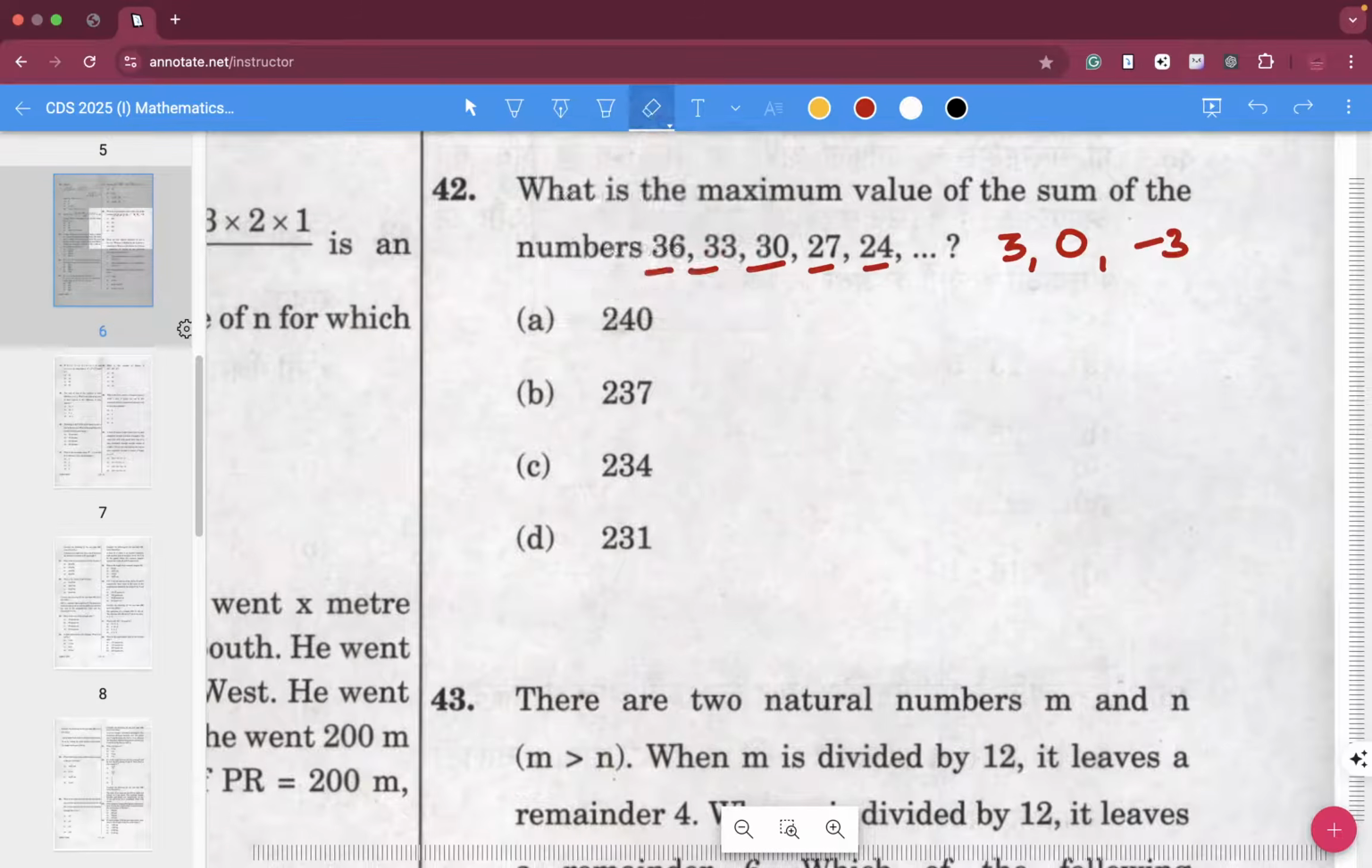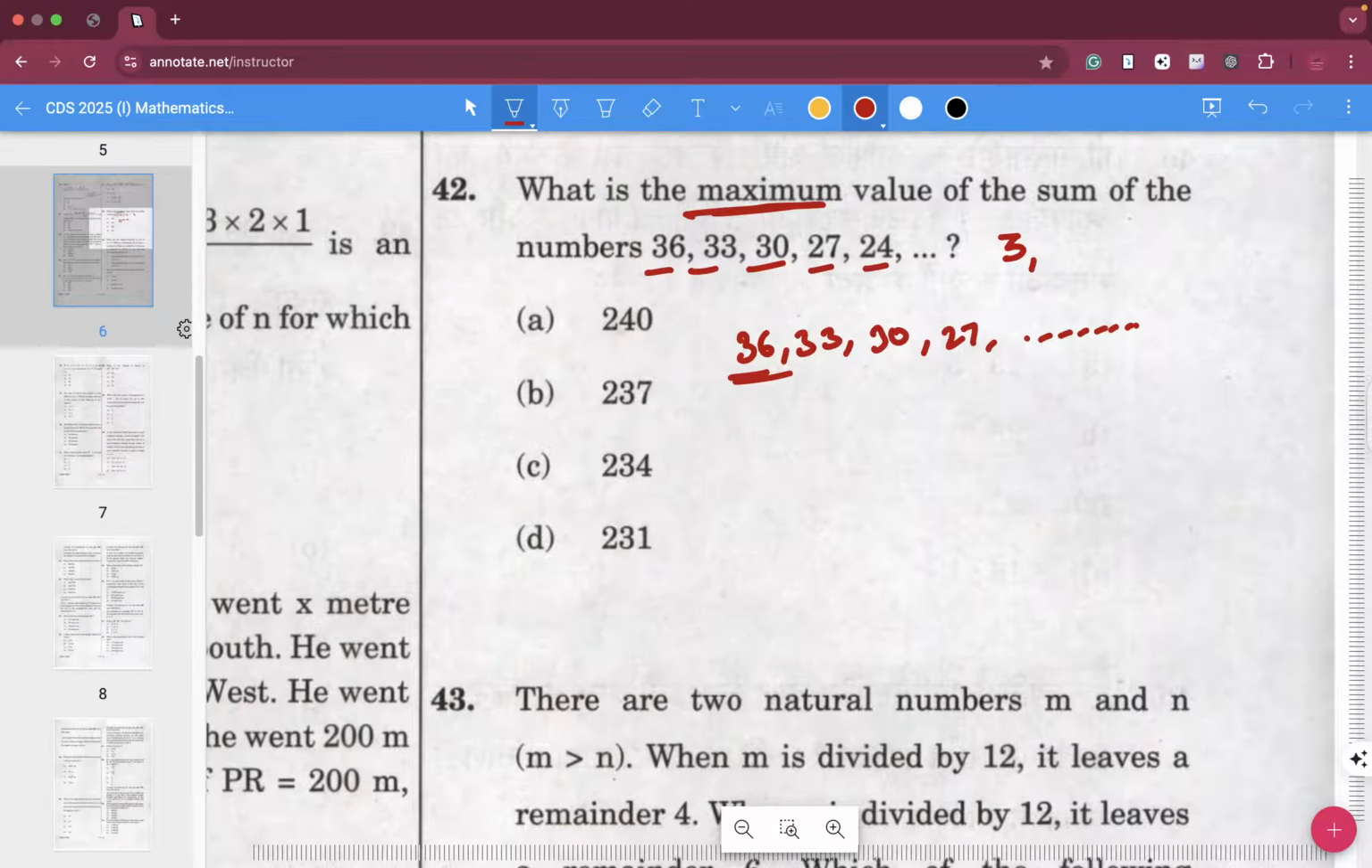Why? Because to get the maximum value, you will add only the positive values. Obviously this 0 will not be added as well. So what do we get? We get an AP with the first term as 36 and the common difference as minus 3.